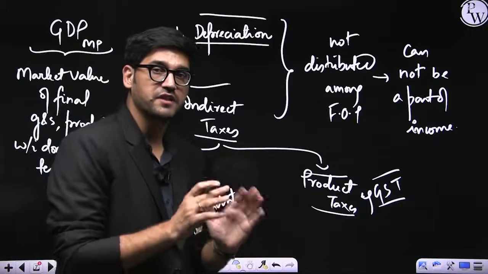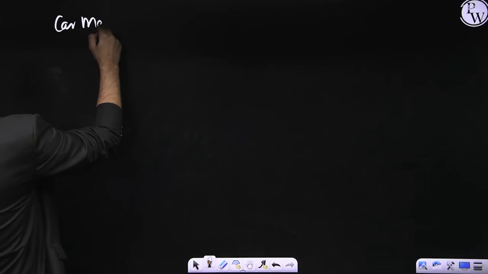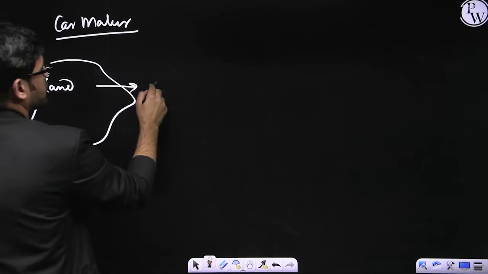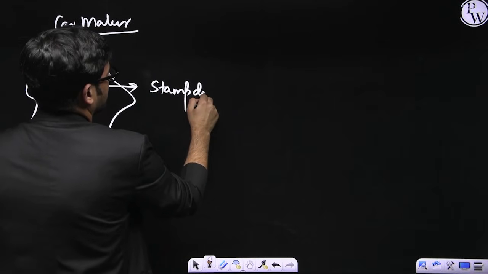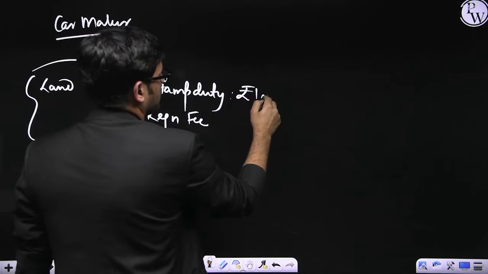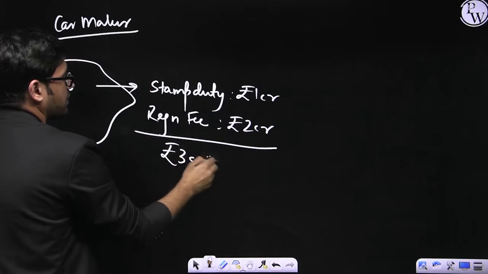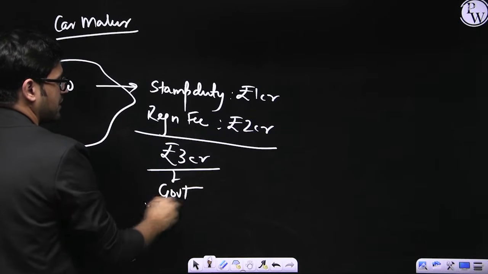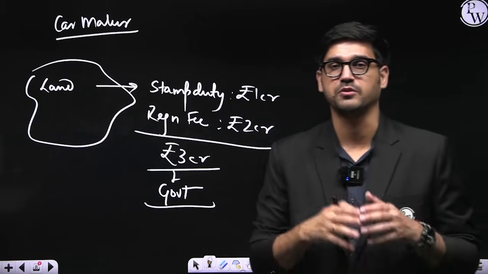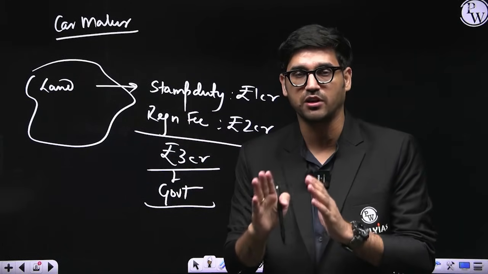Now, you can imagine this with a very simple example. Consider that there was a car maker, and this car maker, let's say, bought a certain land over which he paid a certain stamp duty and a certain registration fee. For example, the stamp duty, let's say, was 1 crore rupees, registration fee was, let's say, 2 crore rupees. That means 3 crore rupees he has paid to who? To the government. This is an example of a production tax, because whether he will use his land to produce anything, and if he does, whether he produces 1 car, 2 cars, 10 cars, 1000 cars, does not matter. The registration fee and the stamp duty continue to remain the same.